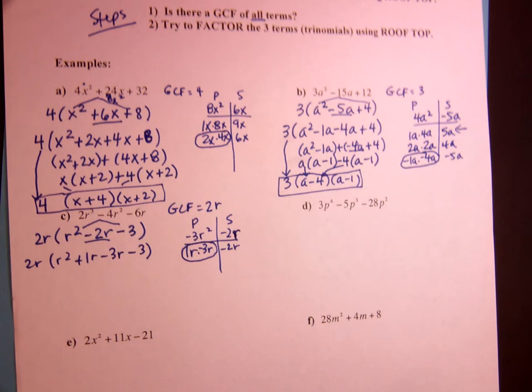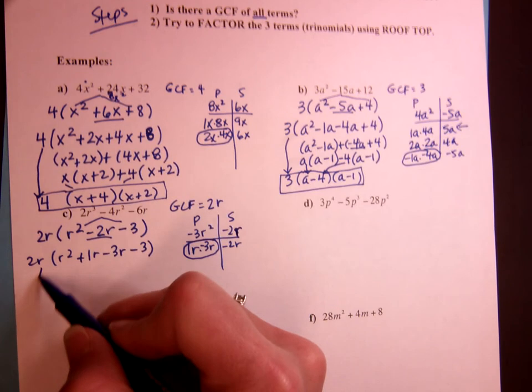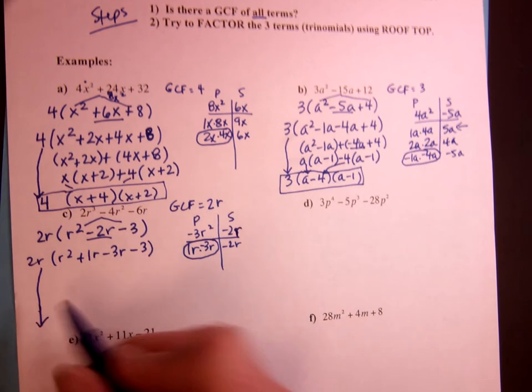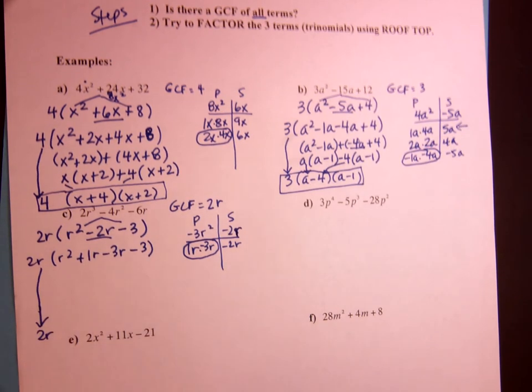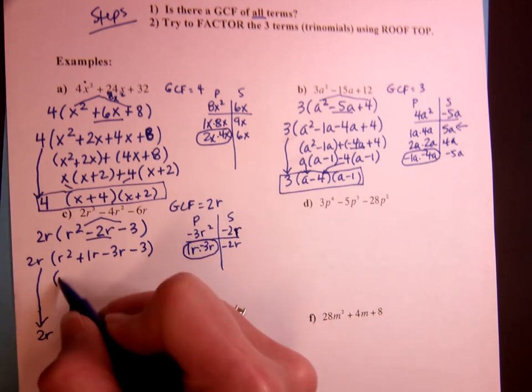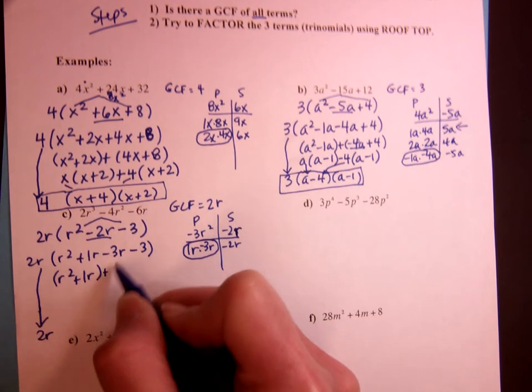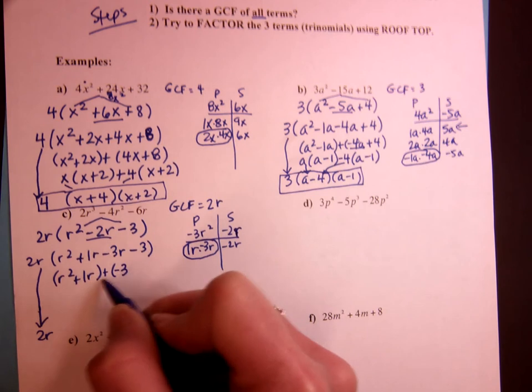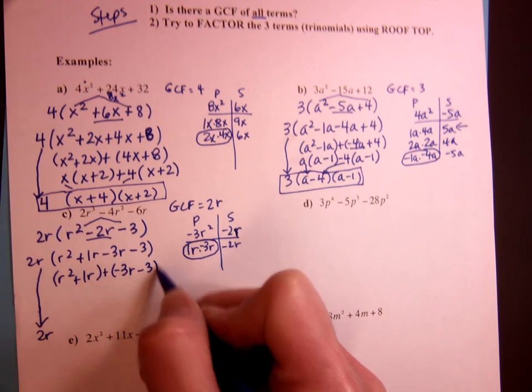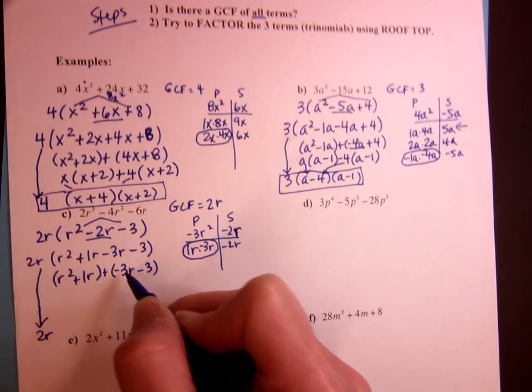It's now time to break up our two parentheses. So we're going to go ahead and draw the 2r, which is our greatest common factor, in the answer. And now we can break this up into 2 sets of parentheses. Remember to always put a plus here, and always keep that negative inside the parentheses.